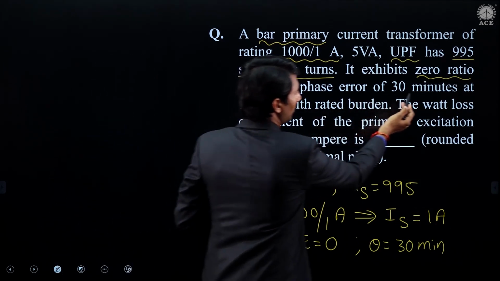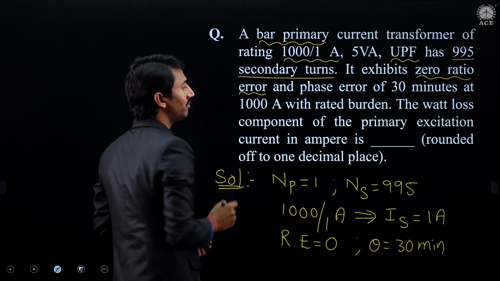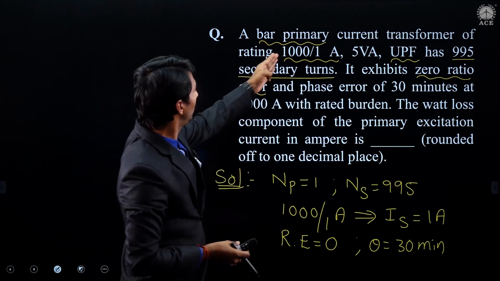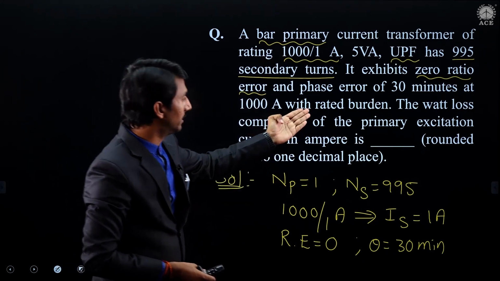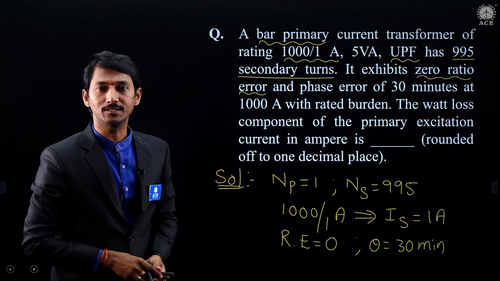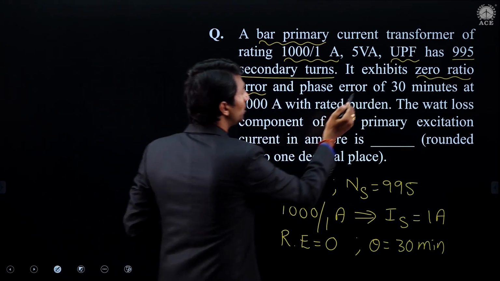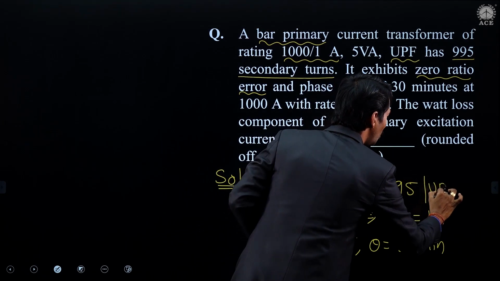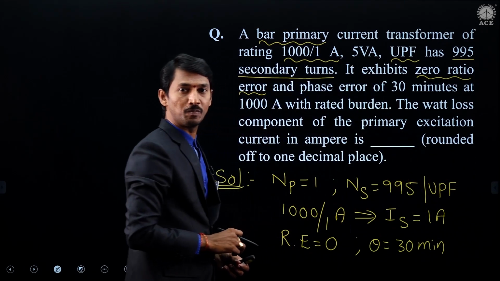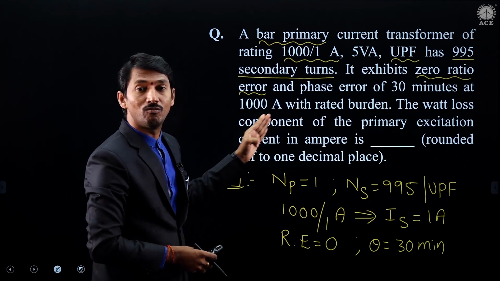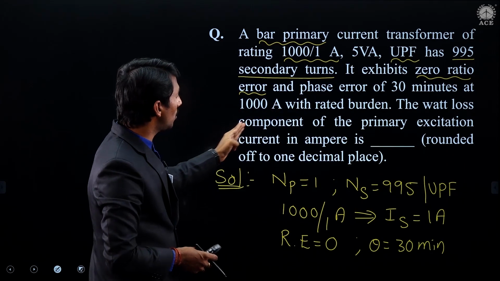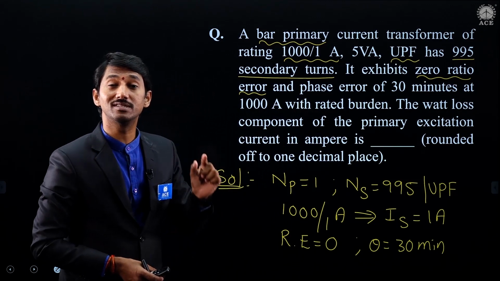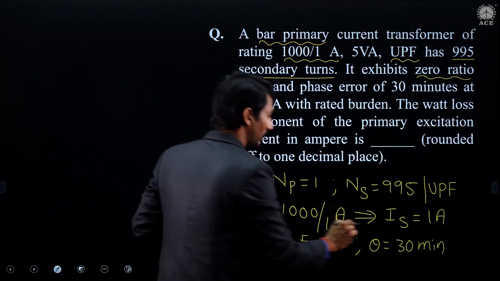After that, here minutes at 1000 ampere with a rated burden, means at the full current value with the corresponding burden. Yes, the corresponding phase error is given. One more point is given, UPF, right? What is the given data? UPF nature is given. What is he asking finally? The watt loss component of the primary excitation, means IC we need to calculate. Okay.